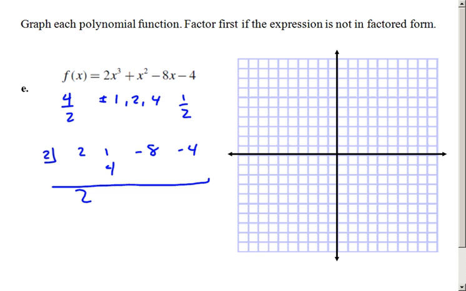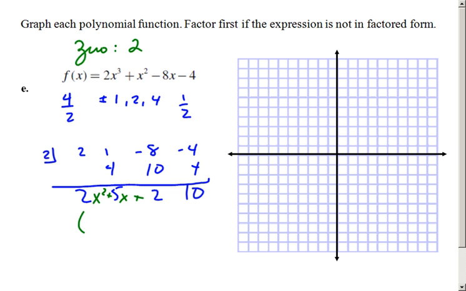See what you come up with. Hey, this may work. Straight out of the box. So one of your zeros is going to be 2. And then down here, you've got 2x squared plus 5x plus 2.